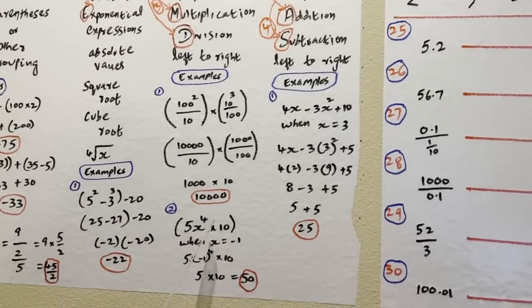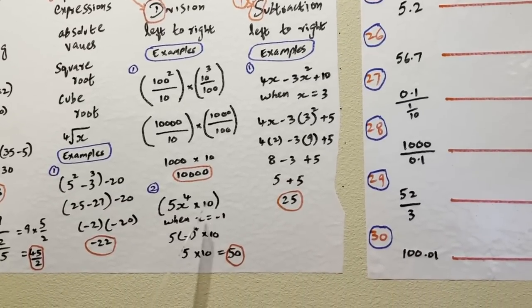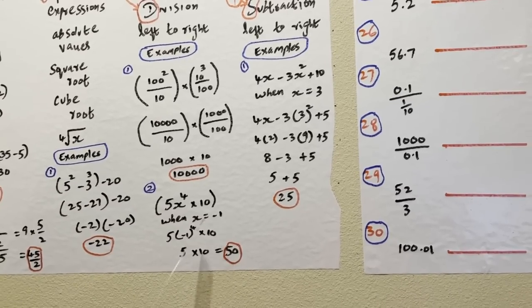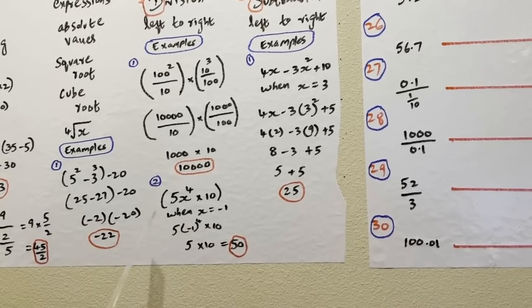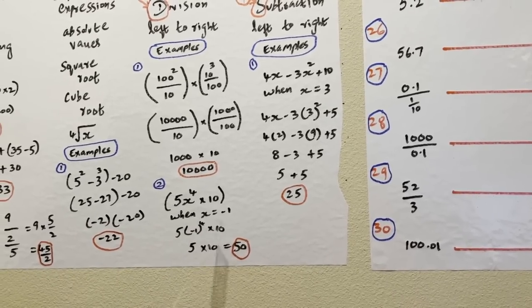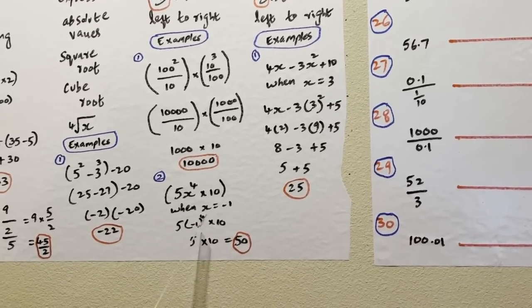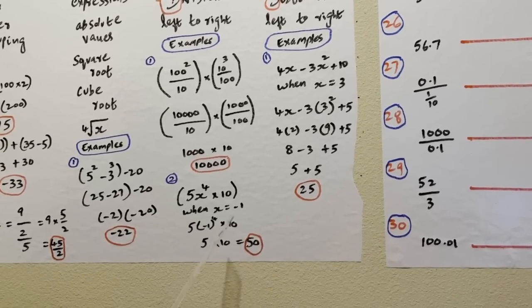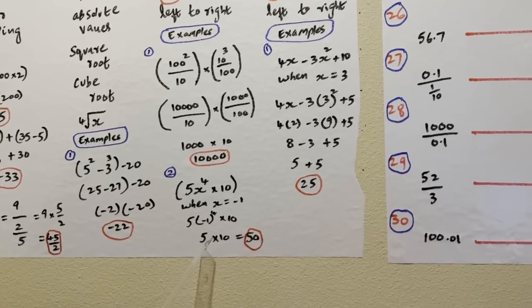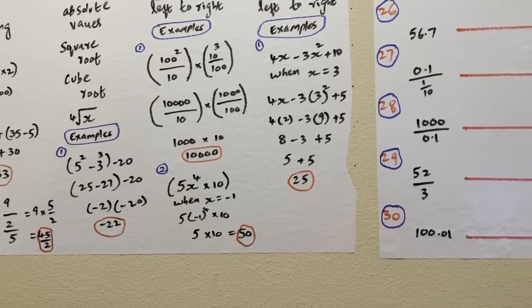Second example for multiplication and division: 5 times x to the power 4 times 10 when x equals minus 1. We use the substitution method for the expression. Negative 1 to the power 4 multiplied by 10. Negative 1 to the power 4 is 1. So 5 times 1, 5 times 10, 50.